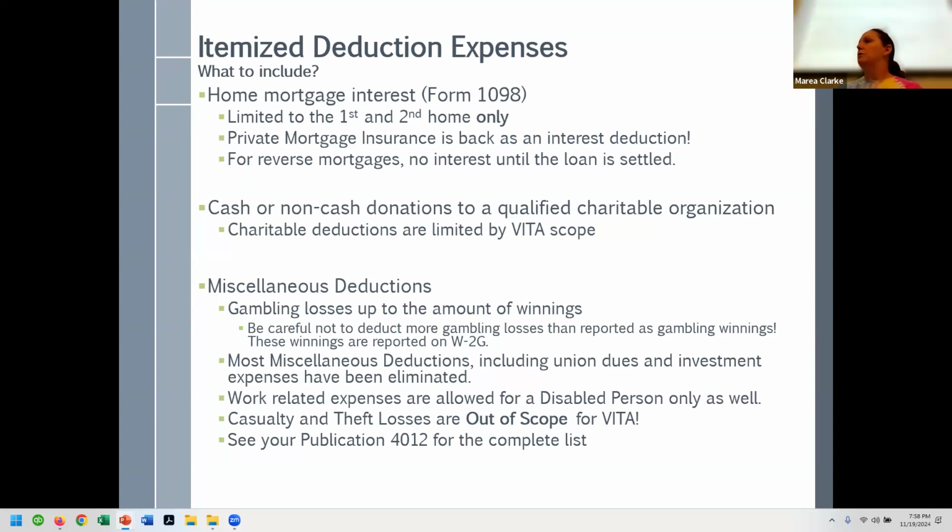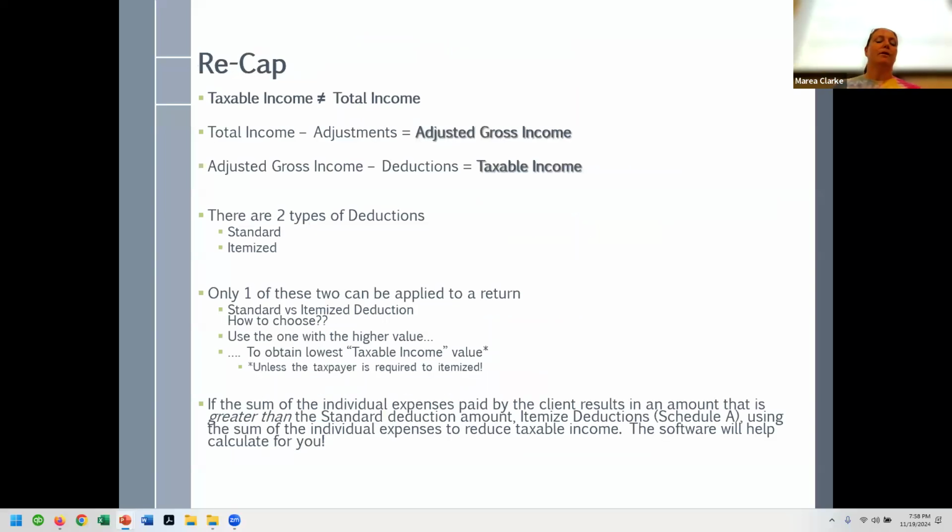So typically we're going to see people that take the standard deduction. It's possible that they might want to itemize. They can enter it all into the software. There's nothing that's harmed by entering it in. The software will do the math, double check to make sure what's worth more, and say we think you should do this. You can do that.